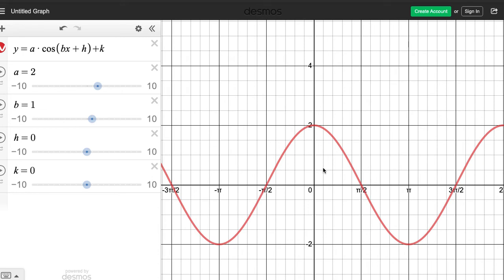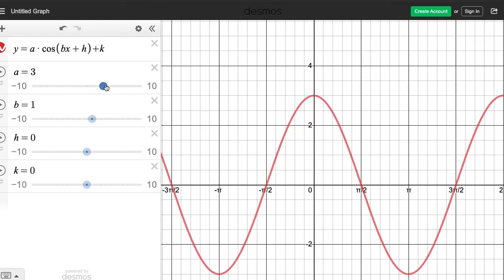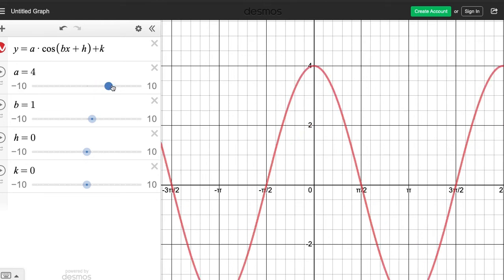Can anyone point out what's happening in terms of strictly numbers? Look, A is 2. What's happening on the graph? Now A is 3. What's happening on the graph? Now A is 4. What's happening on the graph? What exactly is A controlling?